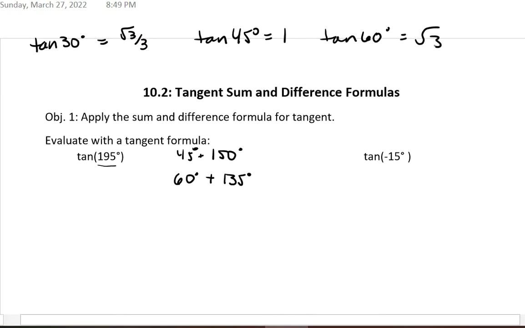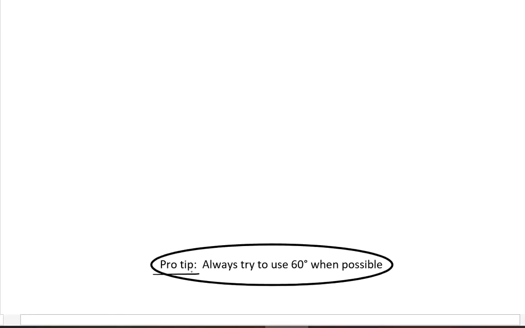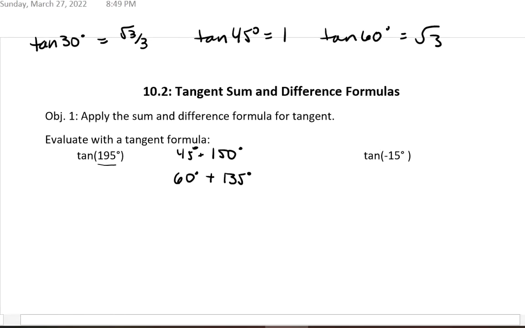Now I'm going to have a 45. It's the only way I'm going to add or subtract any of these. But 60 is easier to use than 30 because root 3 is easier than root 3 over 3. I don't want to have fractions within my fractions. So that's that pro tip if you know it at the bottom. Pro tip, always try and use 60 whenever possible, and that's to avoid a root 3 over 3. So while 45 plus 150 will work, I'm going to actually use 60 plus 135.